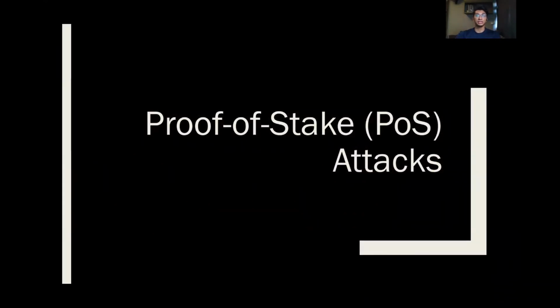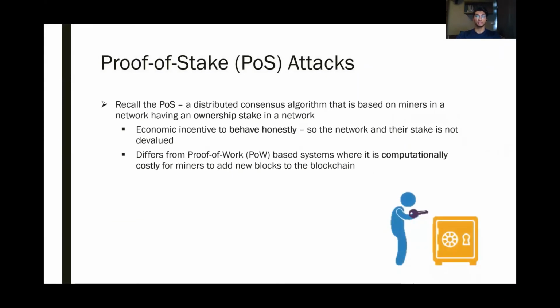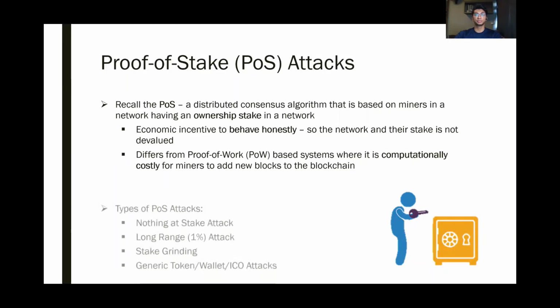Next, we'll start discussing proof-of-stake attacks. Recall how the proof-of-stake consensus algorithm relies on miners in the network having an ownership stake in this network, which creates a natural incentive to behave honestly to maintain the value of their stake. Unlike proof-of-work systems where it is computationally costly to add new blocks to the blockchain, proof-of-stake gives mining power based on the percentage of coins held by a miner, which requires much less energy. This is an important feature that comes into play later on.